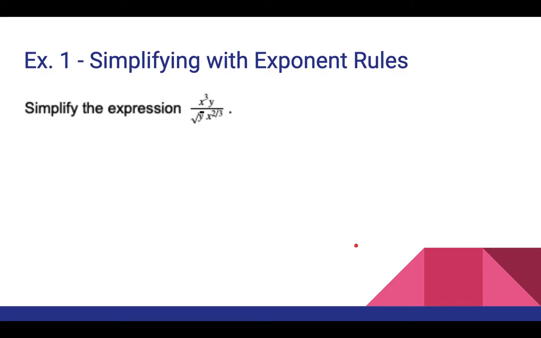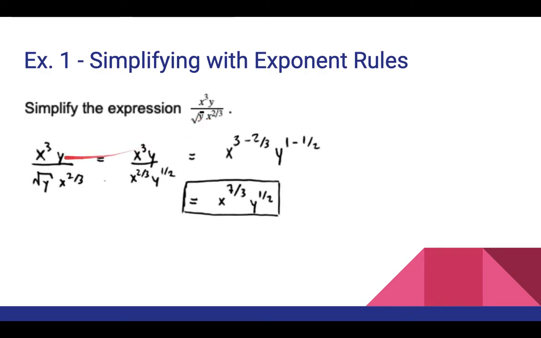So, an example, simplifying with exponent rules. Let's simplify the expression x cubed times y divided by square root of y times x to the 2/3. So what we're going to do here is start off by rewriting square root of y as y to the 1/2, and then we can line up our variables in this next step, something I like to do but not 100% mandatory. So we see we have x to the third divided by x to the 2/3.